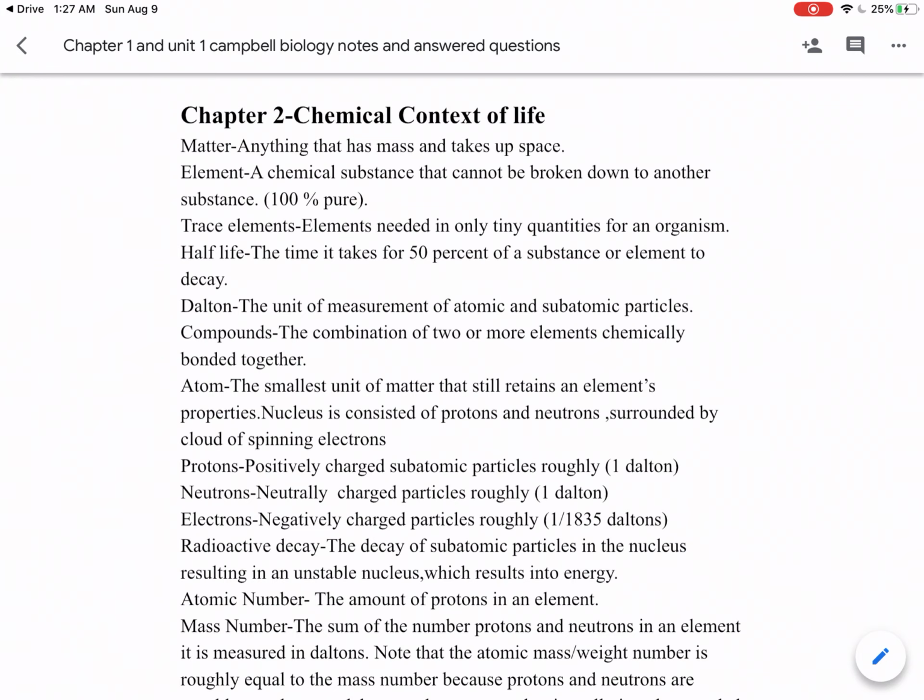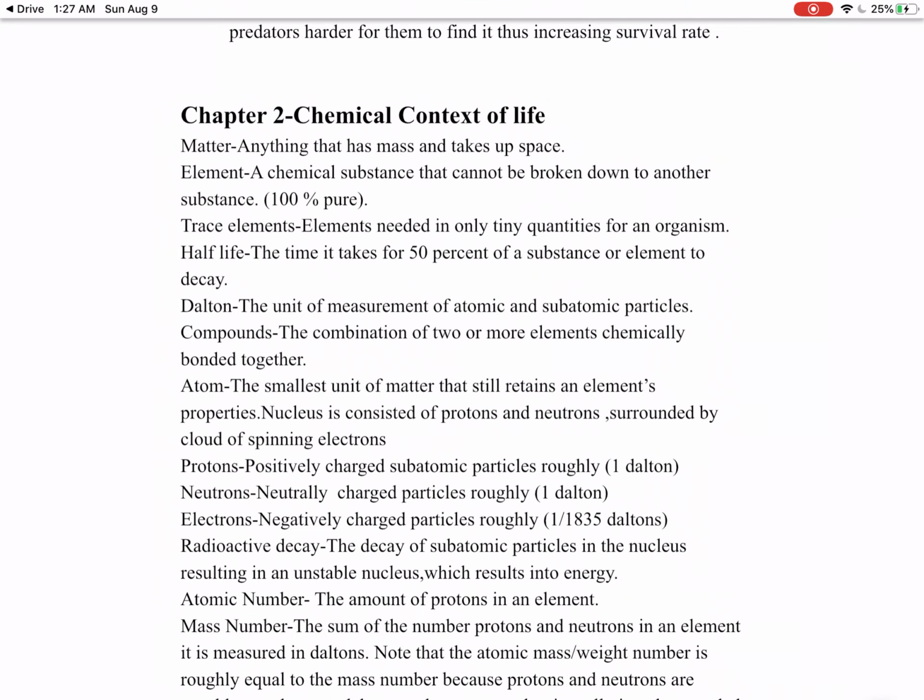Hello guys, and today I'll be talking about chapter 2 of Campbell's Biology, the chemical context of life. Chapter 2 is the first chapter of unit 1 of Campbell's Biology, which talks about basic chemistry in correlation to biology. Now, I'm not going to be talking about the answers to the questions of this chapter because I want to leave it as an exercise for y'all to do on your own.